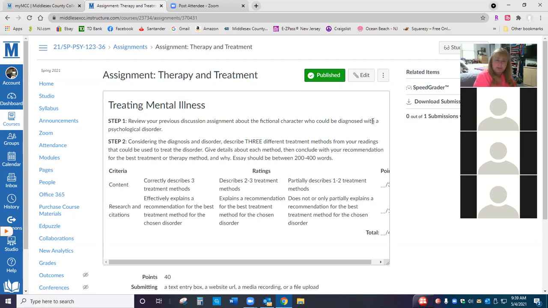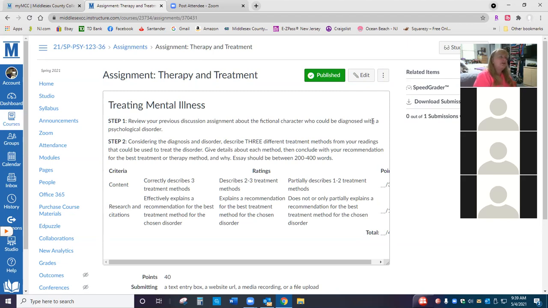So we're going back to that fictional character that you picked last week and described their mental illness. And you're going to do an assignment this time, which is different than the discussion board. This is a 200 to 400 word essay, and you're going to describe 3 different treatment methods to help treat that fictional character's disorder. So there was a lot of Winnie the Pooh, there was Rapunzel, there was Christopher Robin, there was Fairly Odd Parents, there was Vicky.